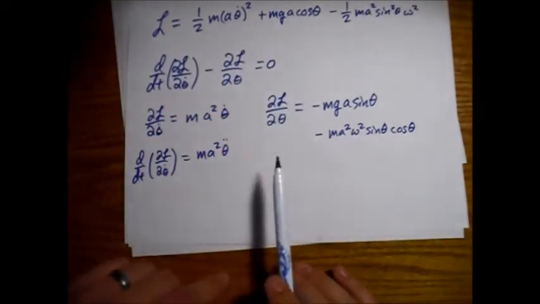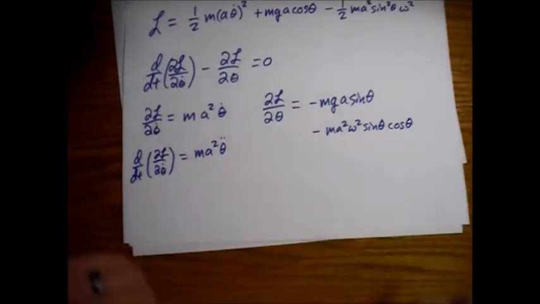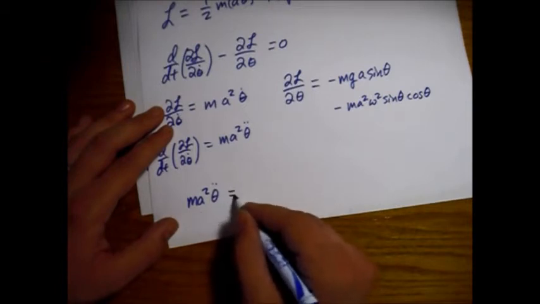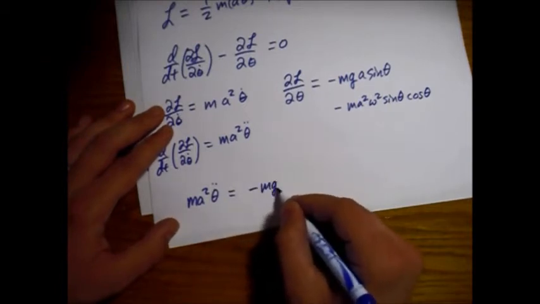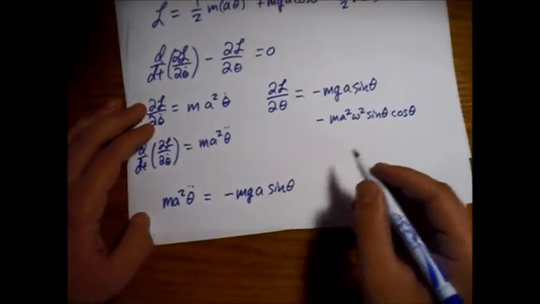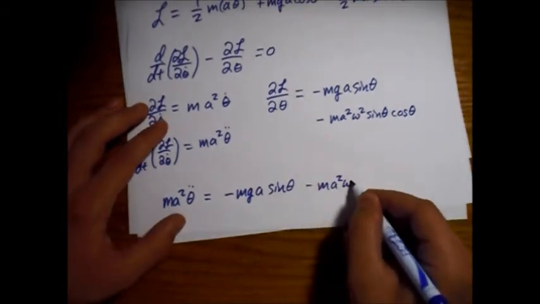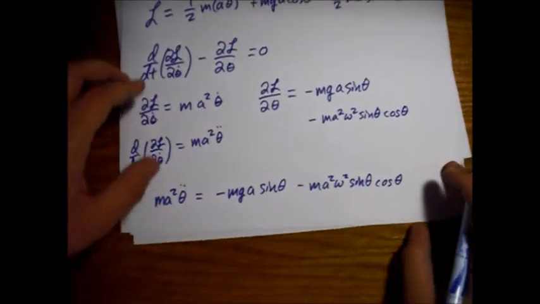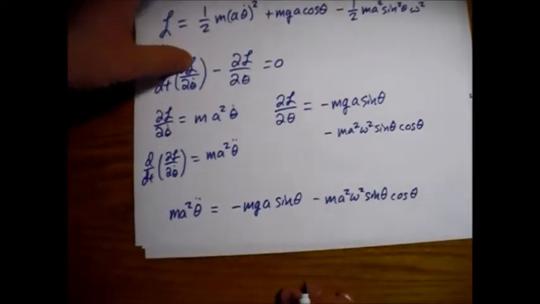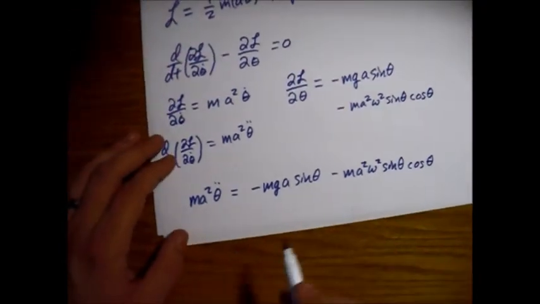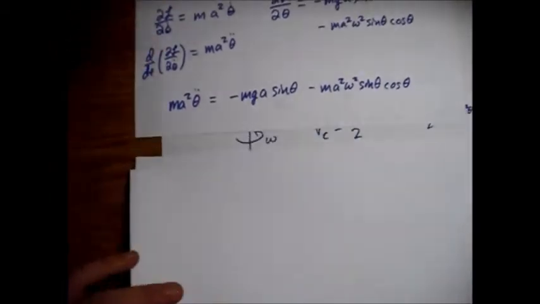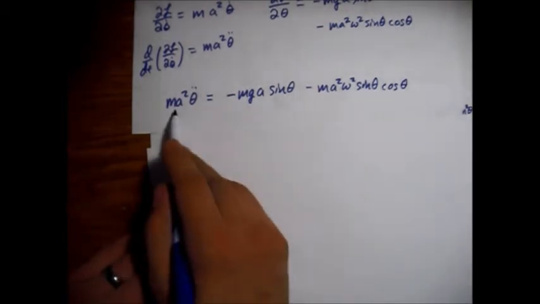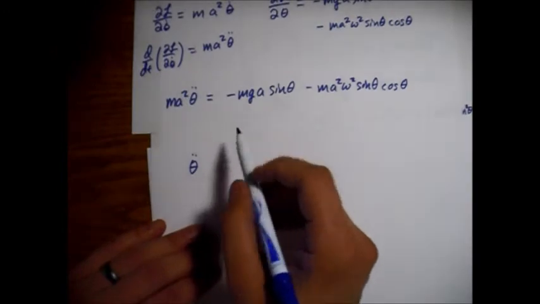Moving this over here and making it positive, we just have to set this equal to this. Ma squared theta double dot is equal to minus mga sine of theta minus ma squared omega squared sine of theta cosine of theta. This is our equation of motion. All right, and let's go ahead and write this a little bit prettier. We're just going to divide by ma squared and bring things over to the other side.